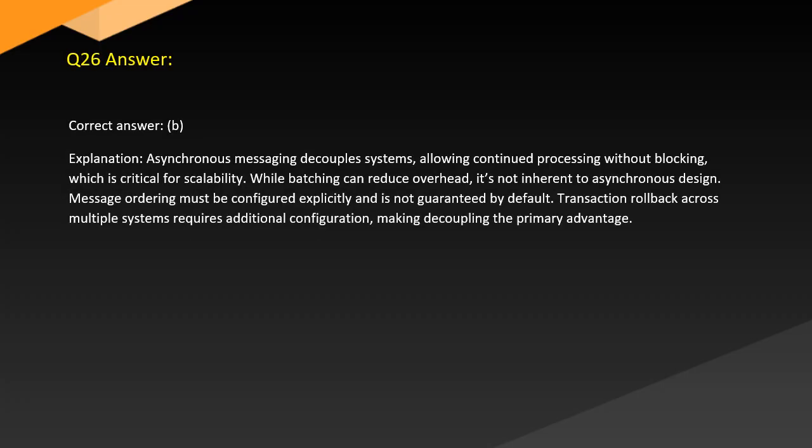Answer. Correct answer, B. Explanation. Asynchronous messaging decouples systems, allowing continued processing without blocking, which is critical for scalability. While batching can reduce overhead, it's not inherent to asynchronous design. Message ordering must be configured explicitly and is not guaranteed by default. Transaction rollback across multiple systems requires additional configuration, making decoupling the primary advantage.